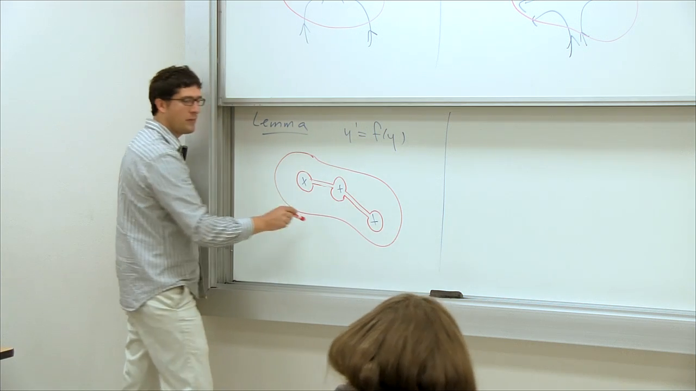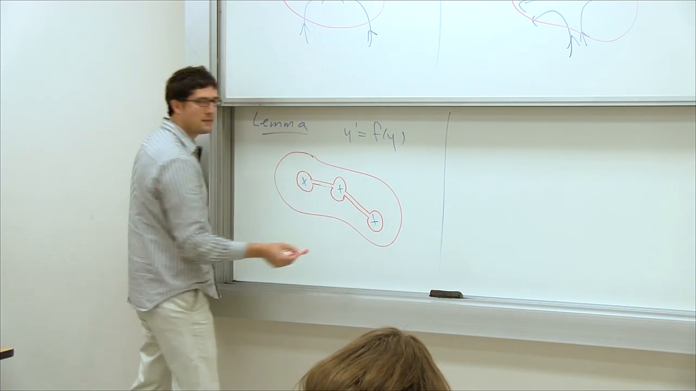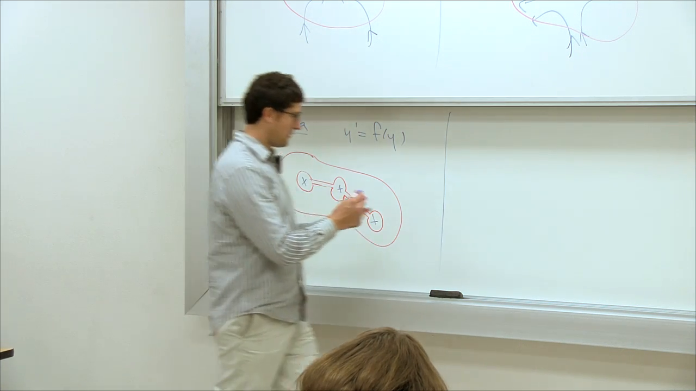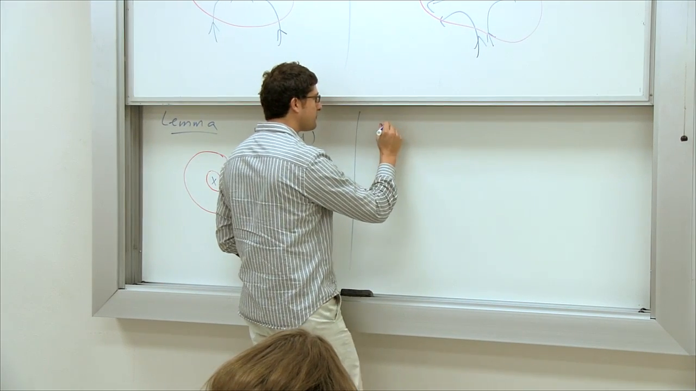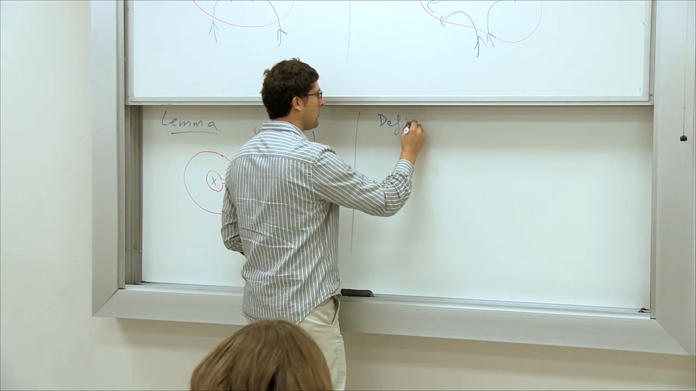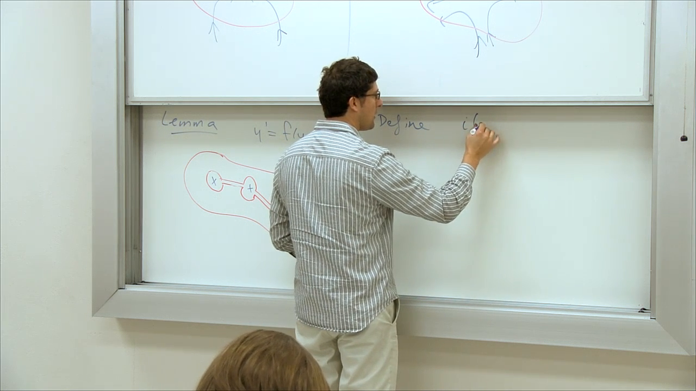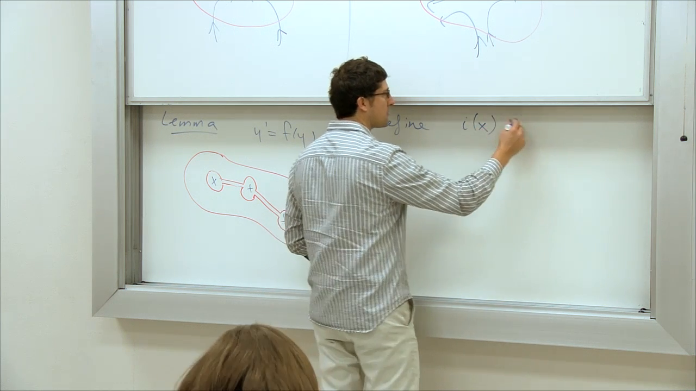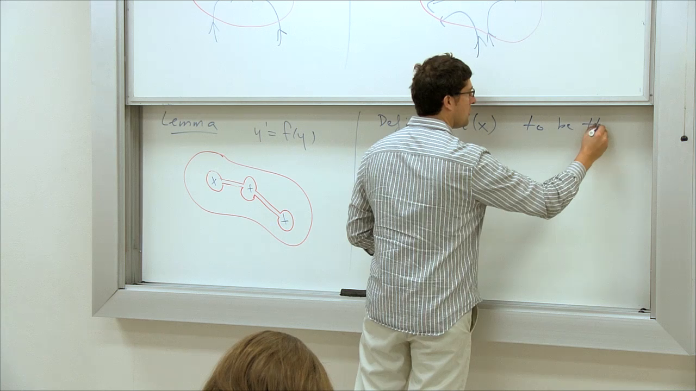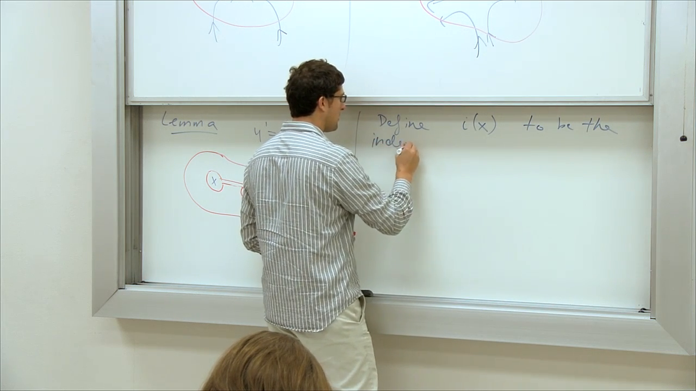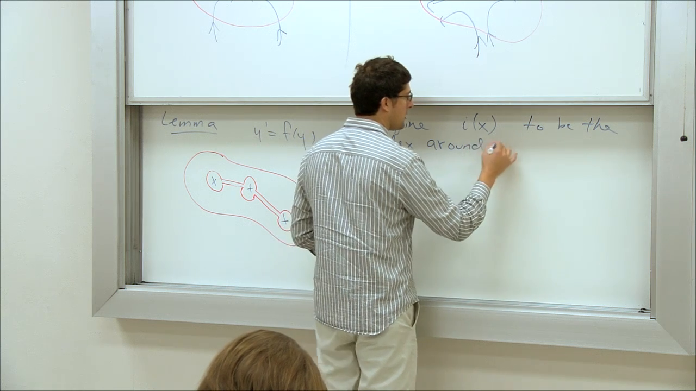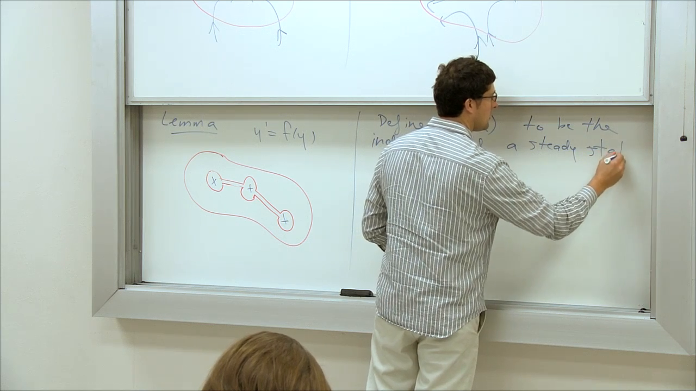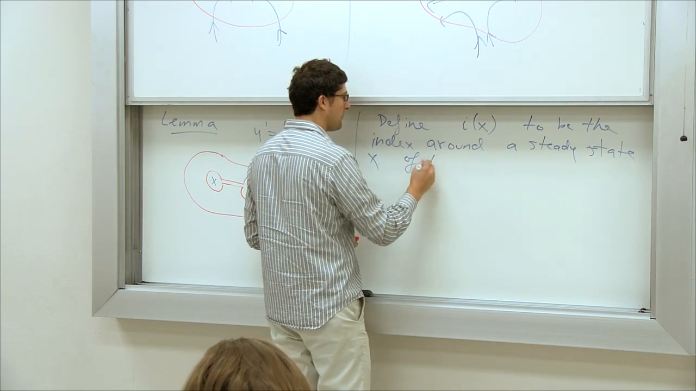So if I want to compute the index of a big path, I look at all the steady states inside, and I look at the local index around each one. So let me define I of, I don't know, x to be the index around a steady state x of the system.